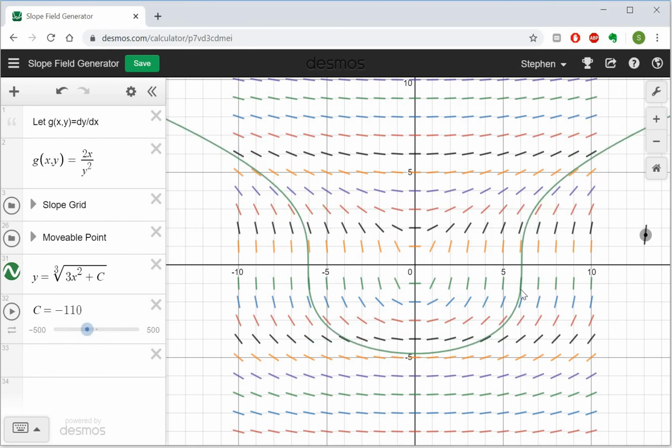Now also, I'll just pause there, have a look at what's happening at y equals 0. Our curve, our function, is going vertical briefly. So once again, that's an undefined gradient. Okay, but how do we actually come up with this solution, this function, algebraically? Let's go and have a look at doing that now.